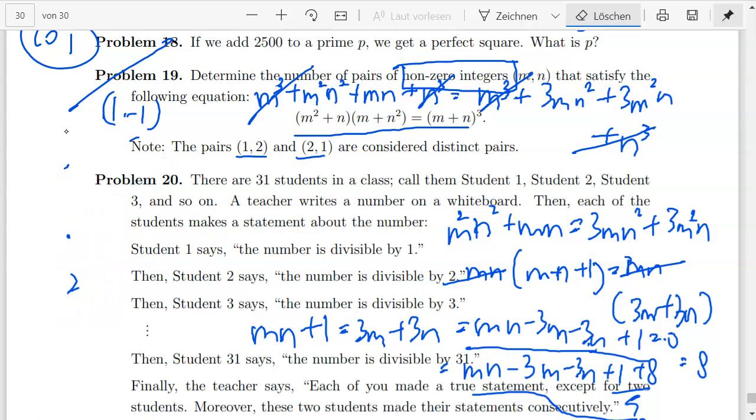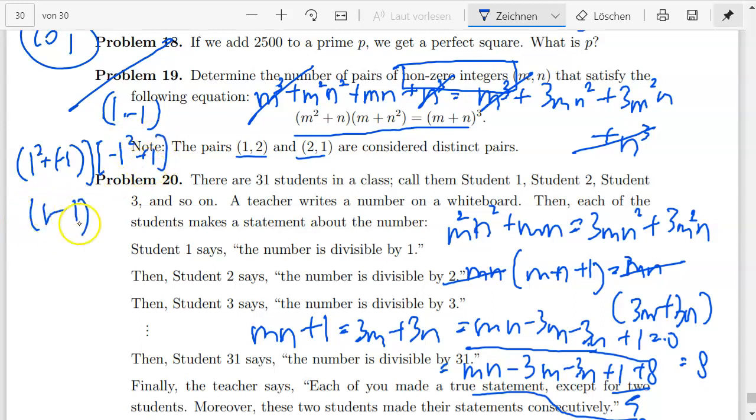So the last pair is 1 and -1. Yeah, lesson learned: look at the problem twice or thrice. So 1 squared plus -1, and then we also have -1 squared plus 1, which would give 1 minus 1 squared, because this is 0 and this is 2. 0 times 2 is 0. 1 minus 1 is 0. So 0 cubed is also 0. So this is also feasible.